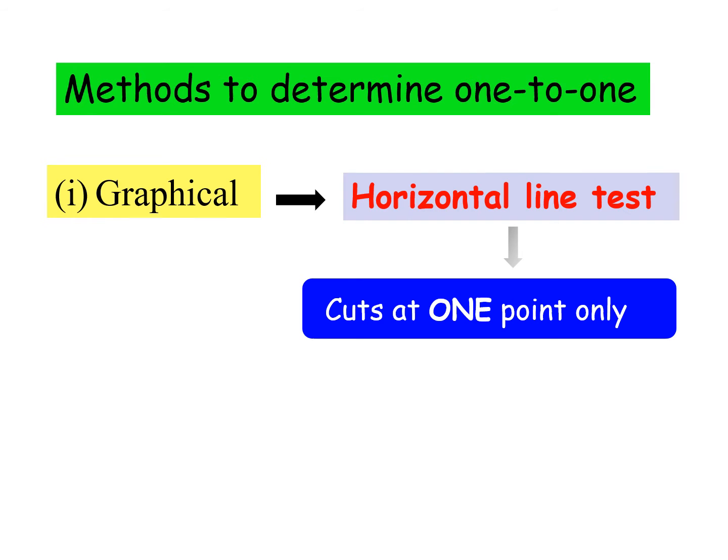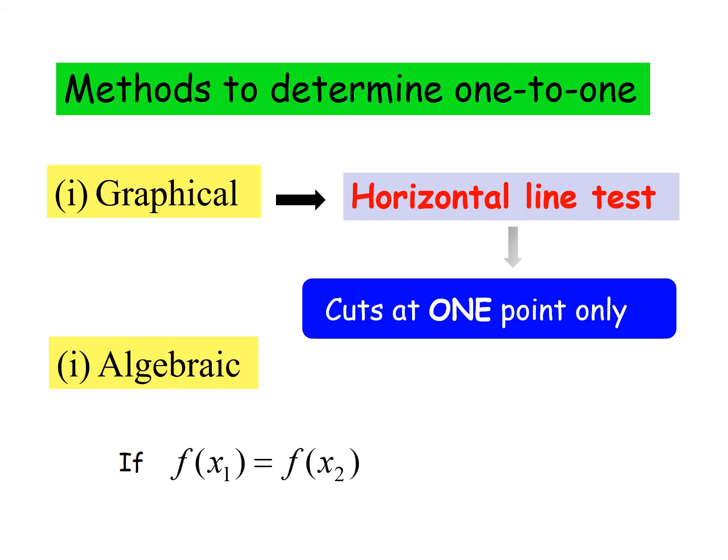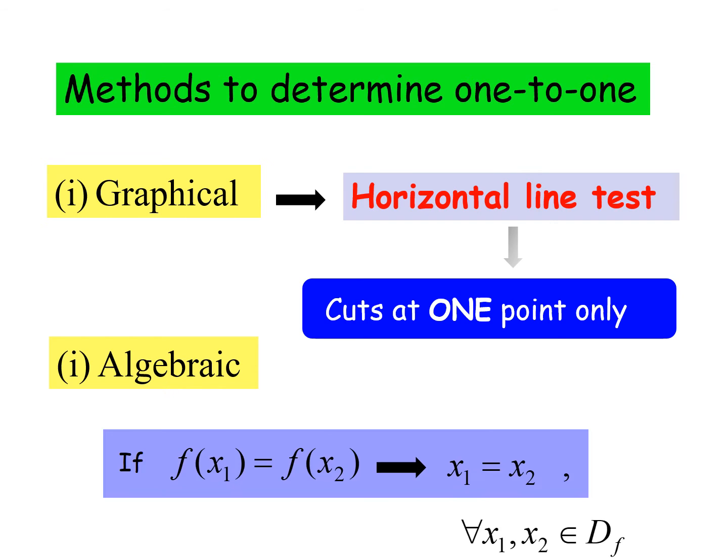The second method is algebraic method. To prove the function is one-to-one, we must show f(x1) equals f(x2) implies that x1 is equal to x2. We start from f(x1) equals f(x2) until we get x1 equals x2.